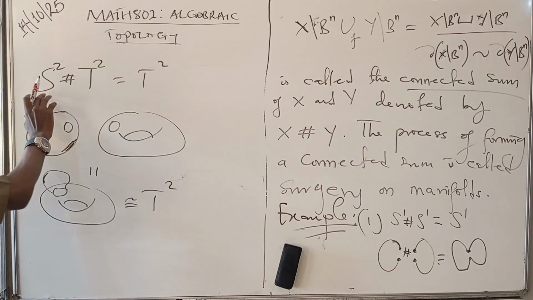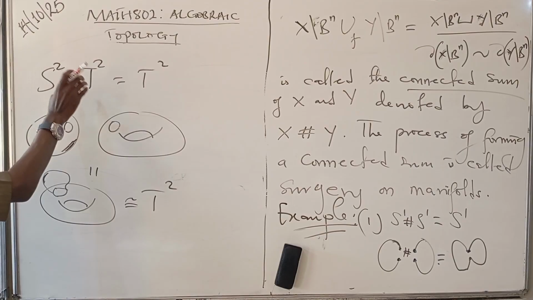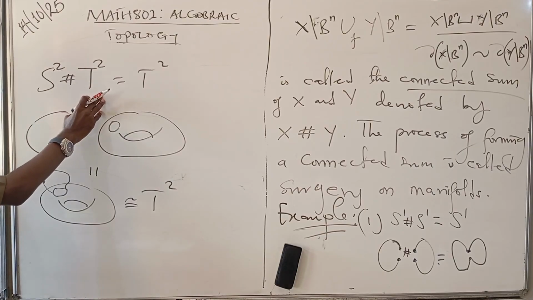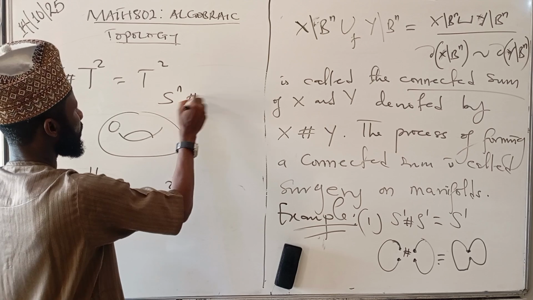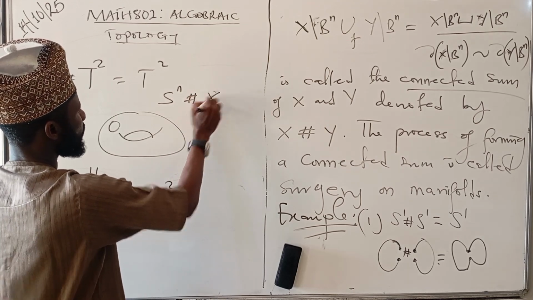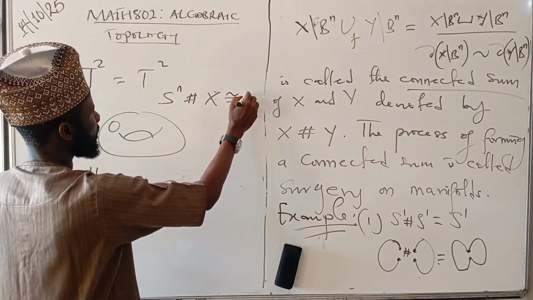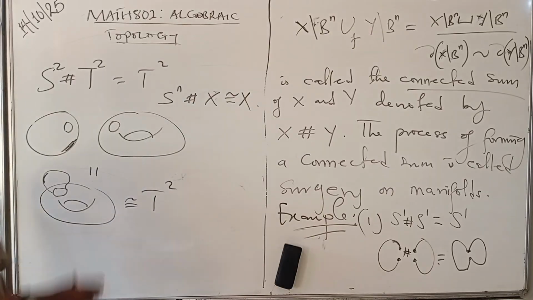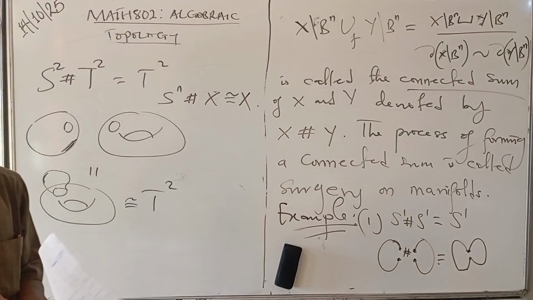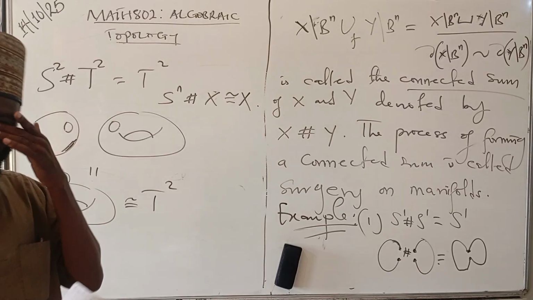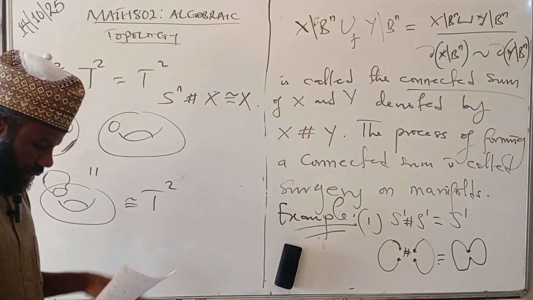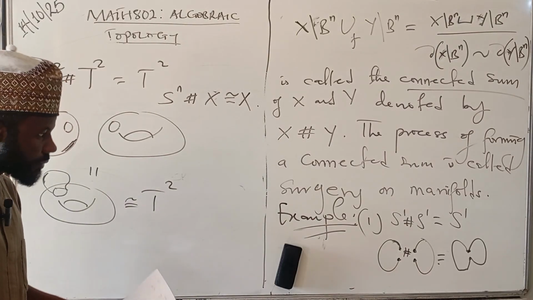In fact, if you take any n-dimensional sphere and an m-dimensional closed manifold, and you take the connected sum with any m-dimensional manifold, you still get the manifold back. So it's like the sphere is acting like the identity of this operation, this connected sum. Okay, so this is it.